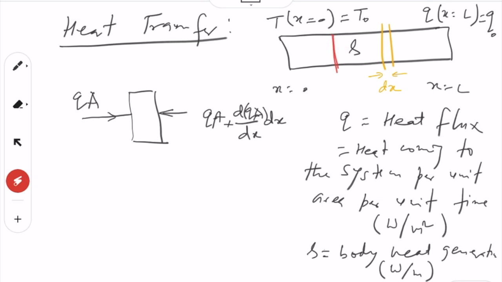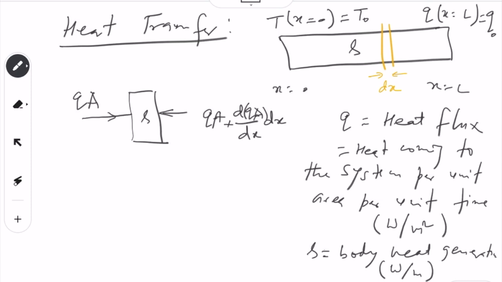So, if you take from here to here, for the whole heat, you have to multiply S times dx, which will give you the total heat generated per unit time inside this control volume. So, we write S here.